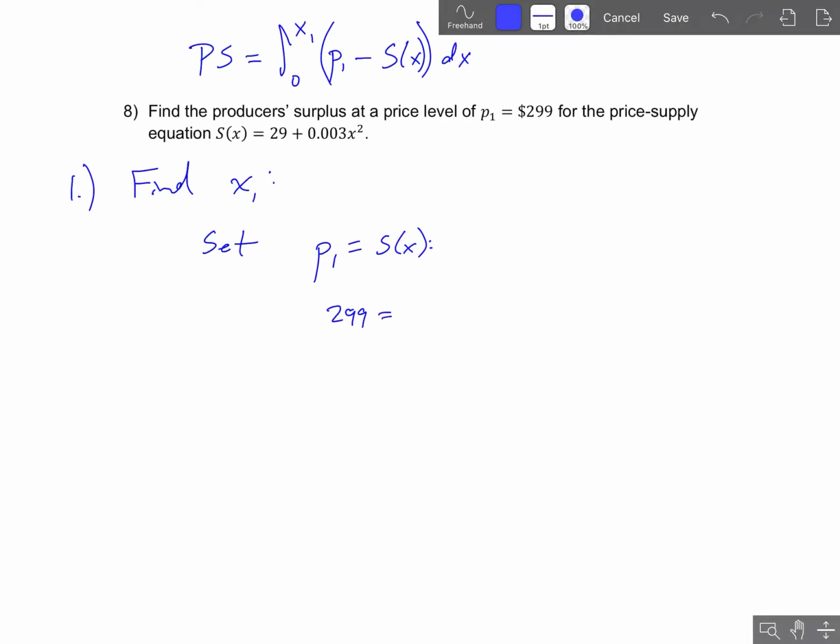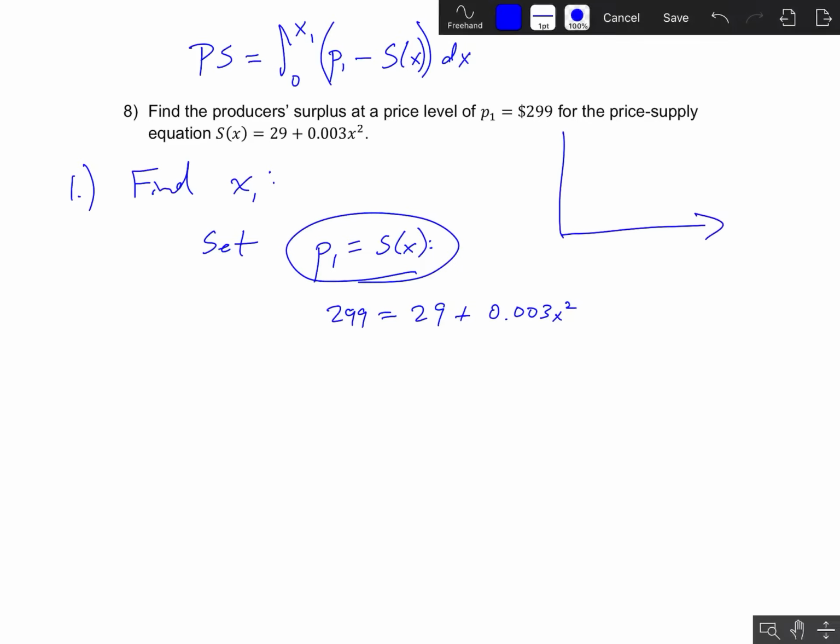So that would tell us that 299 is equal to 29 plus 0.003 x squared. What this is doing is computing the intersection point between these two curves. Graphically, I'm looking at this dotted line P1, and I'm looking at the supply curve S of X, and by setting them equal to each other, I'm figuring out where they intersect, and that happens at the point x1. So that's how we're finding x1. Once we find x1, we'll be able to integrate the difference between these two curves to find the area that we want.